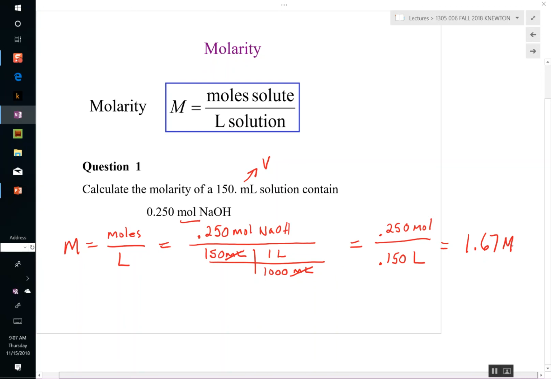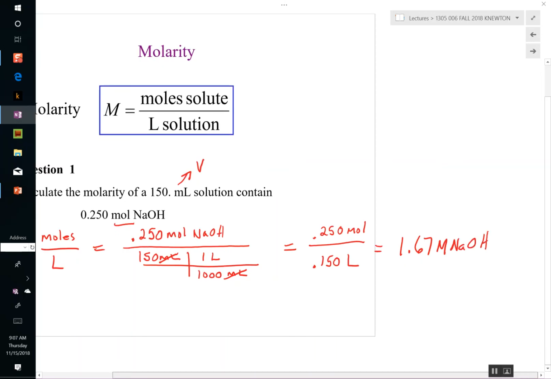1.67 molar sodium hydroxide. That is the way the answer should be expressed. Not just what is the molarity of this, but what is it? It's sodium hydroxide. You could have 1.67 molar of anything: sodium chloride, copper sulfate, anything. So it's good to say what thing it is.